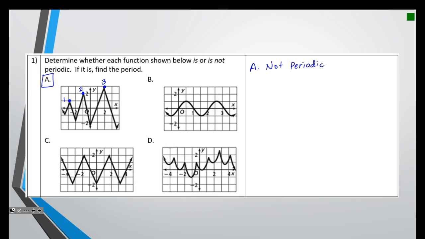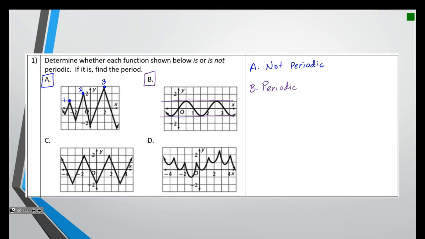All right, now let's take a look at B. B is periodic, and I can see this because, first of all, it looks a whole lot like the sine graph, so that's kind of a dead giveaway. But I can also see that the y values are repeating themselves over and over again. If you put barriers on the top and on the bottom, it keeps repeating itself and going back and forth to the same thing.